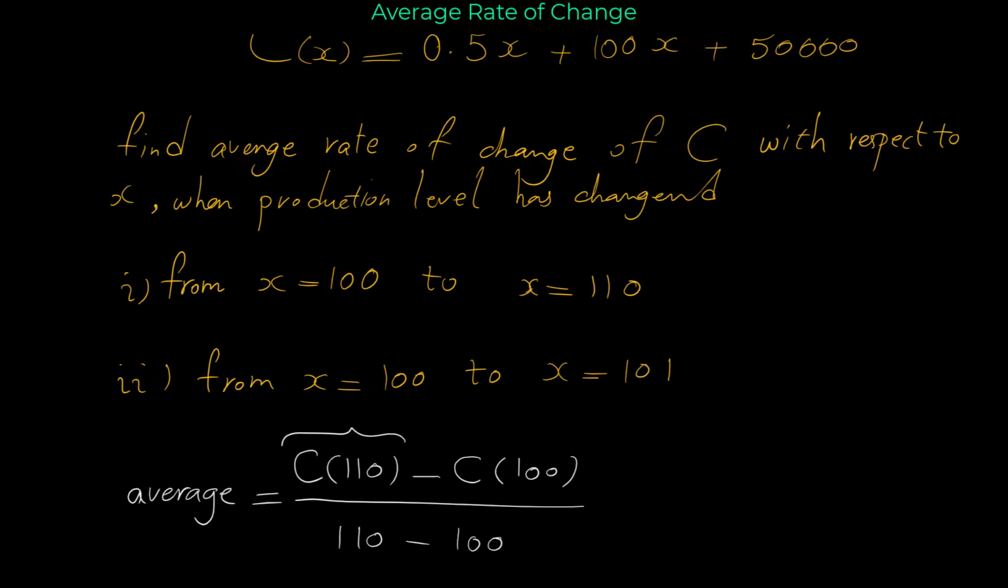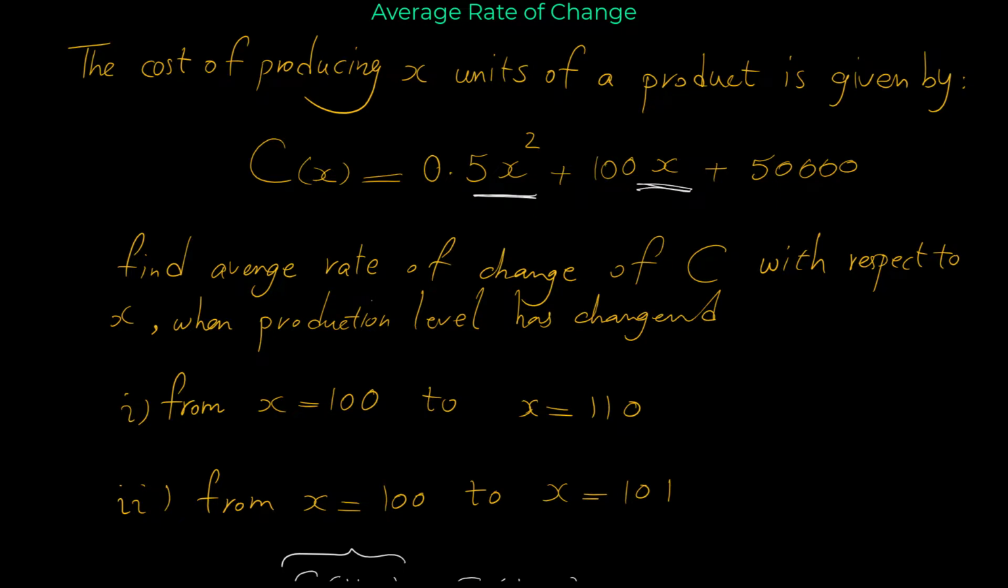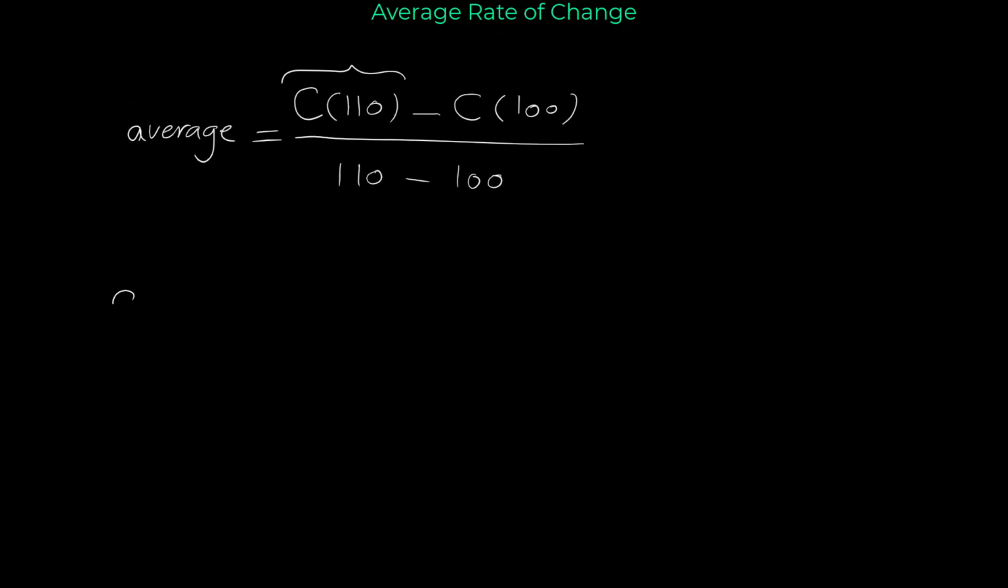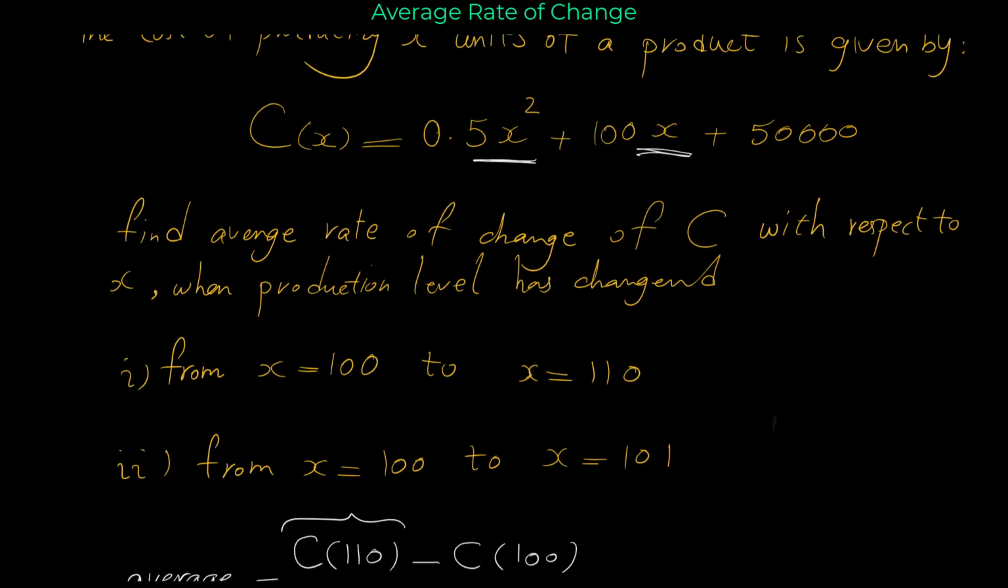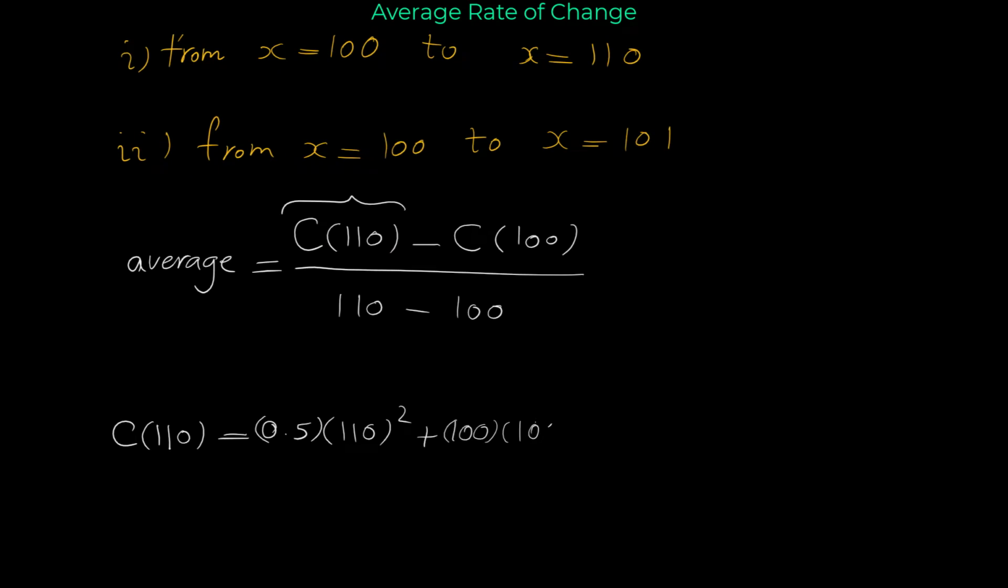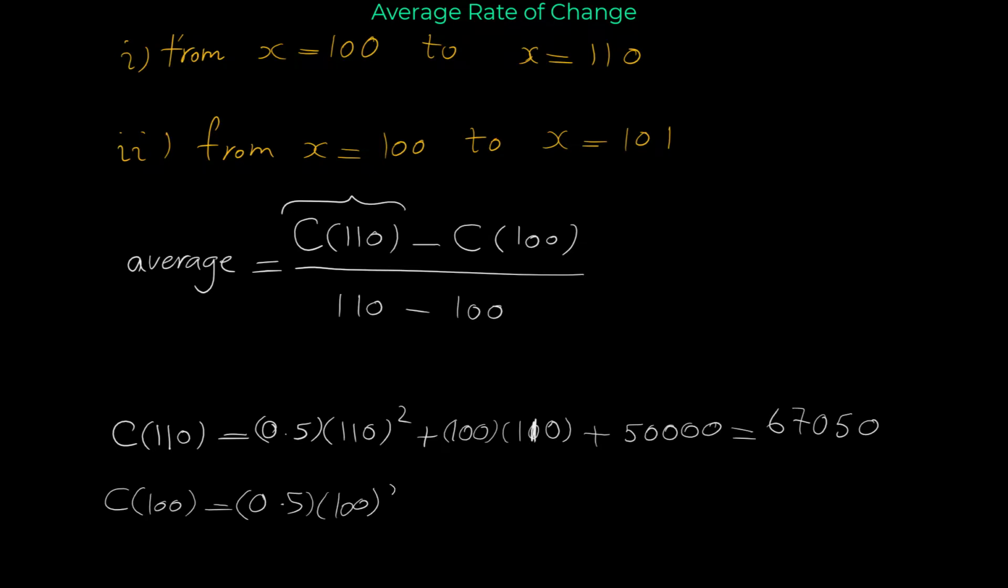For finding C of 110, you have to plug in 110 in this equation. It would be 0.5 times 110 squared plus 100 times 110 plus 50,000. If you use a calculator, you can see that this equals 67,050. And the cost when the production level is 100 would be 0.5 times 100 squared plus 100 times 100 plus 50,000, and it equals 65,000.